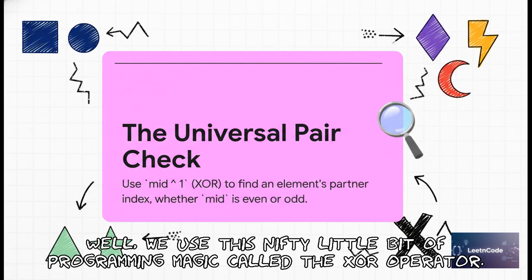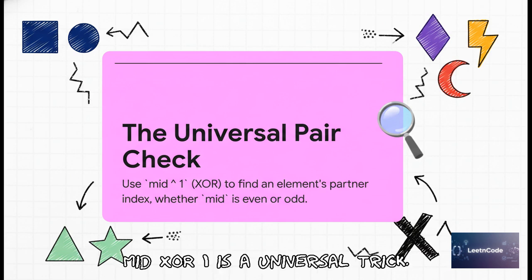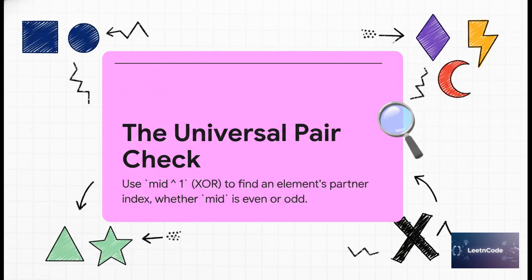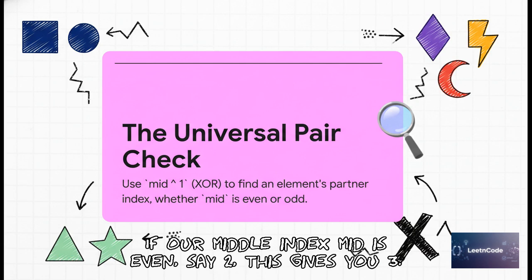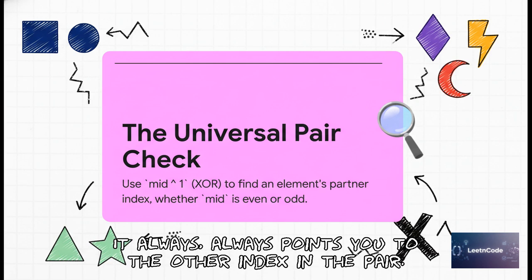Well, we use this nifty little bit of programming magic called the XOR operator. See that little caret symbol? That's it. Mid XOR 1 is a universal trick. If our middle index mid is even, say 2, this gives you 3. If mid is odd, say 3, it gives you 2. It always points you to the other index in the pair.